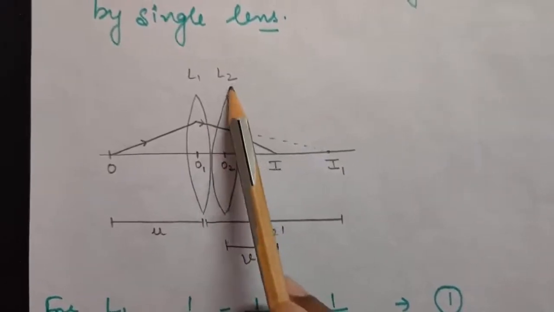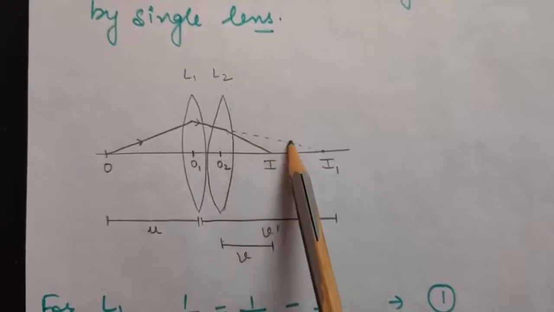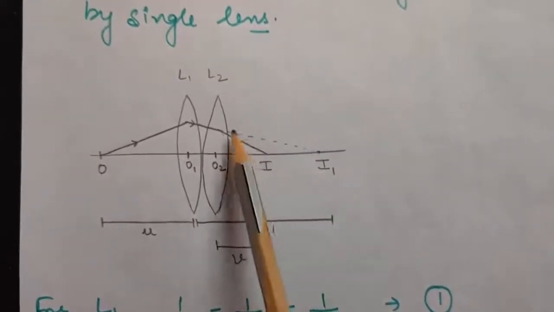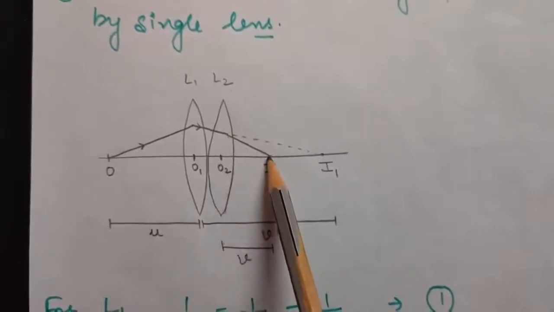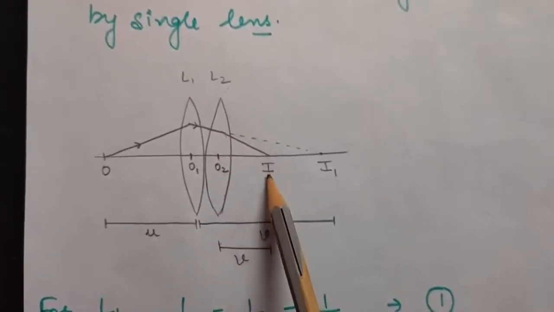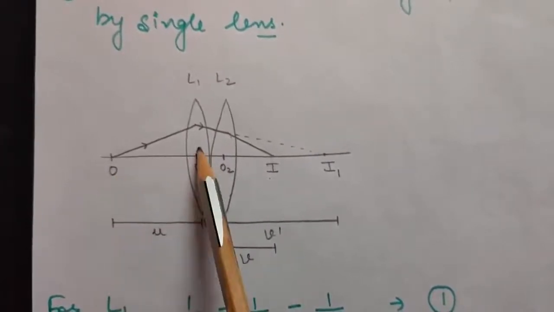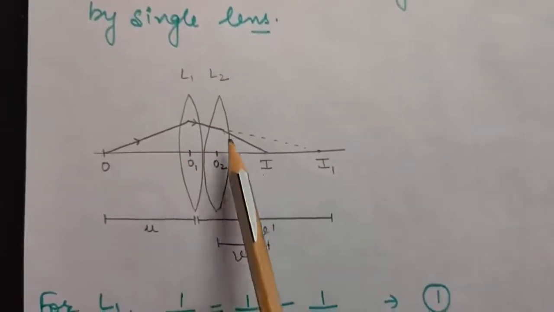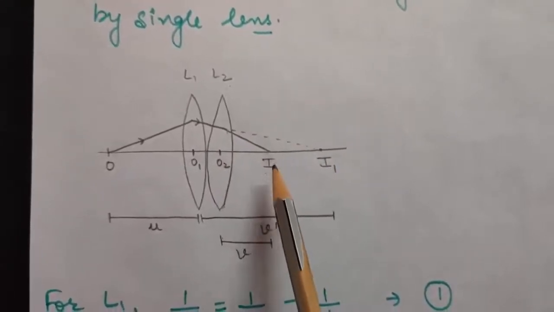Now again for L2, this is the initial ray. I am taking it as I1. Because this is passing through L2, it will again converge, and here your final image will be formed. So for the lens L1, O is the object and I1 is the image. But for L2, I1 will act as the object and I will be the final image.